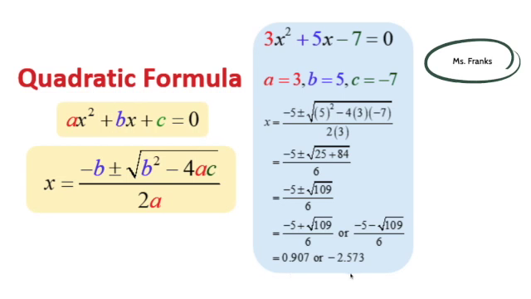So the parabola crosses the x-axis at 0.907 and -2.573. Let's take a look at Miss Franks using the quadratic formula. Pay close attention to how she simplifies this expression to a decimal.